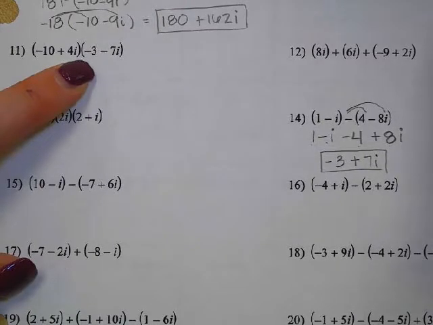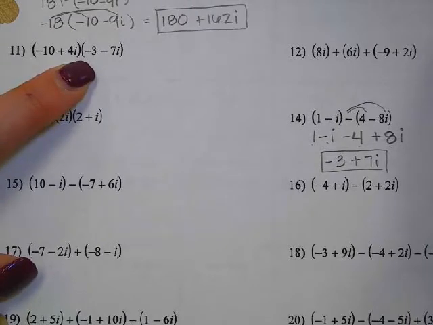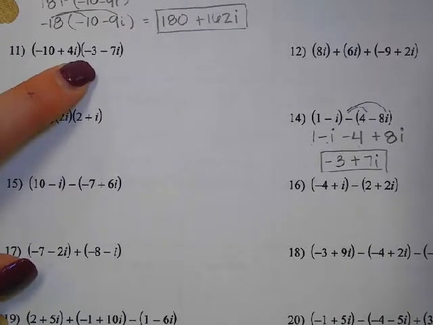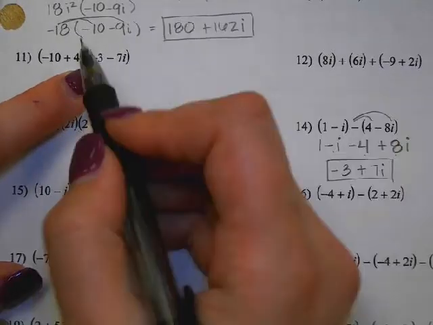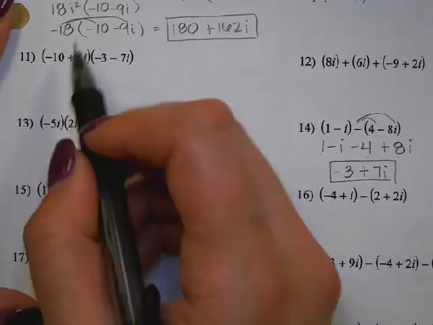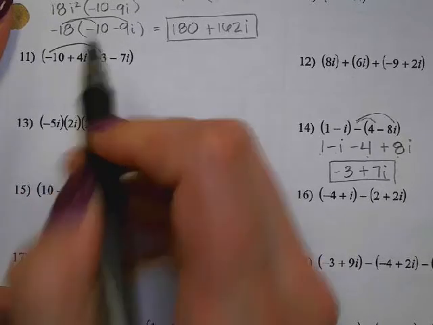So this is a multiply problem, which means we have to FOIL it. Now, are we okay with FOILing, or do we prefer using a box to multiply? FOIL? Okay. So for number 11, we're going to do first times first.